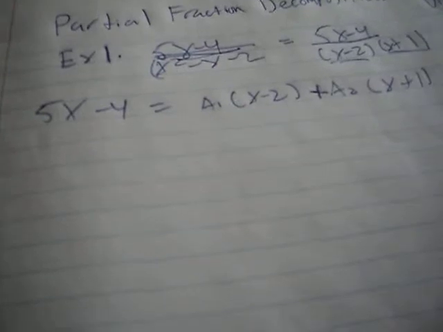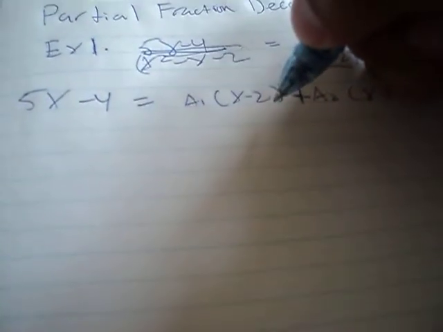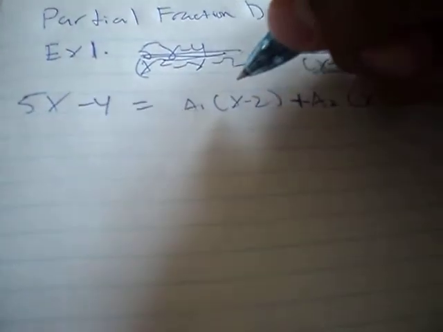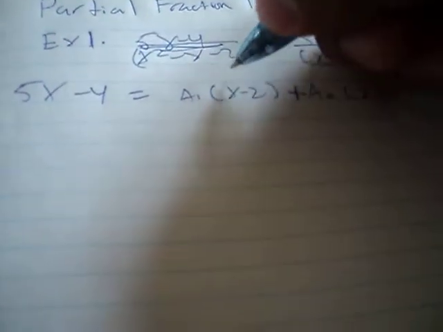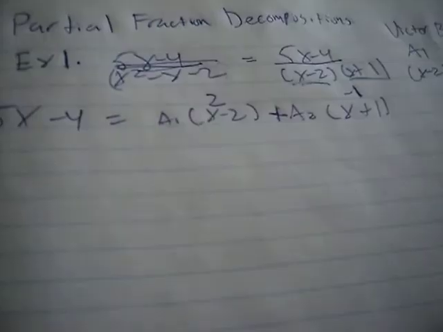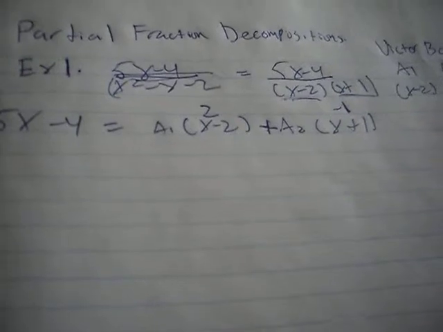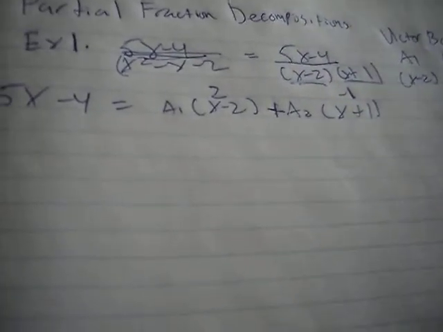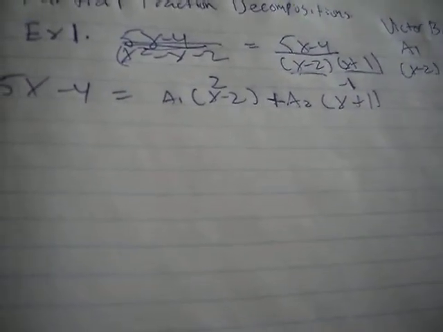Okay, now, what do you do here? You guessed it, you set it to 0. So, of course, x here would have to be 2, and x here would have to be negative 1. Alright, we are on the right track here, so we're going to solve it right now.